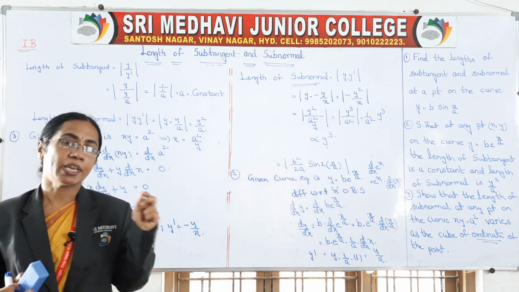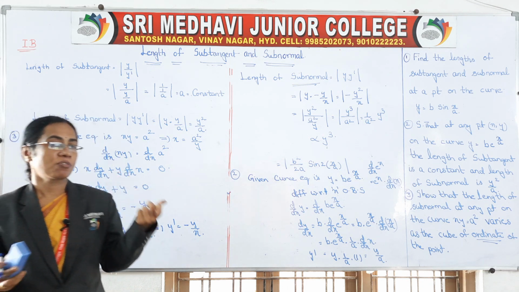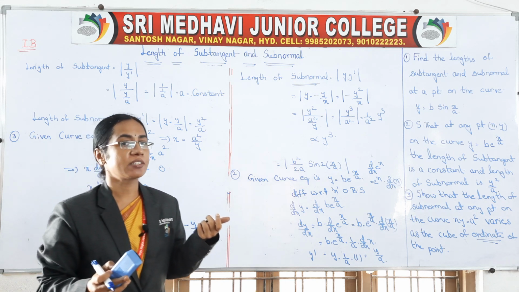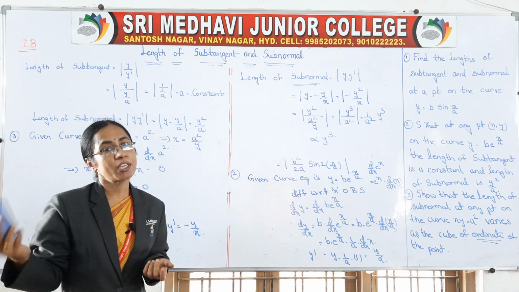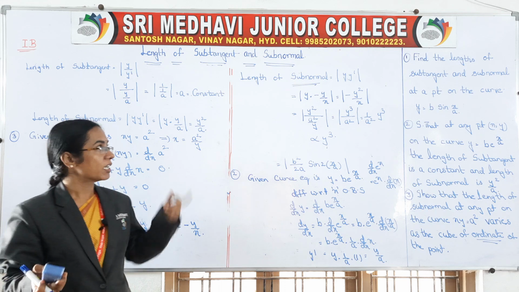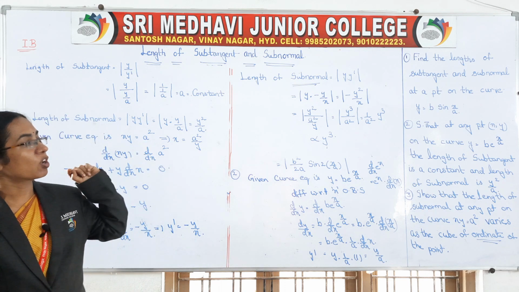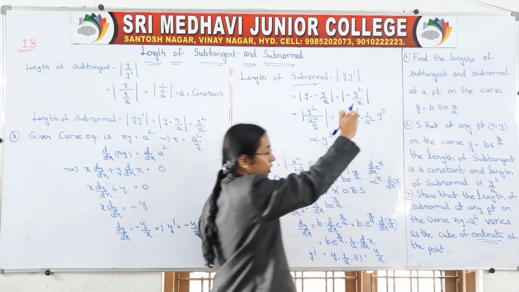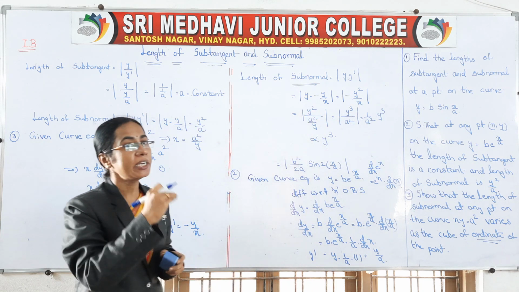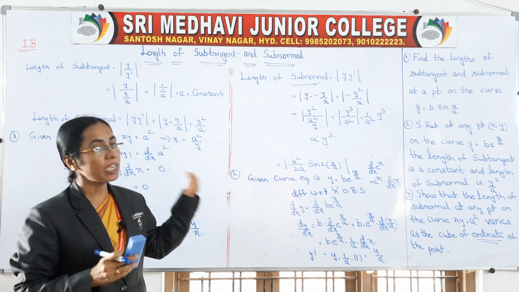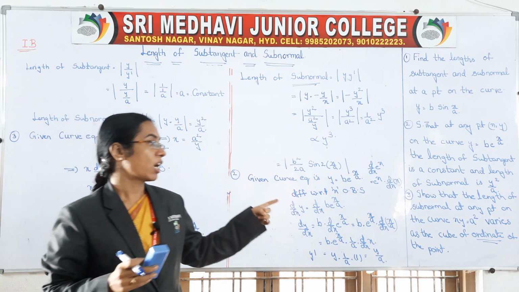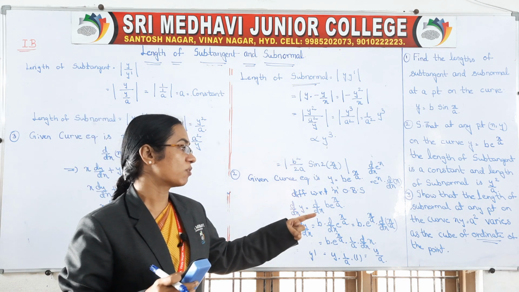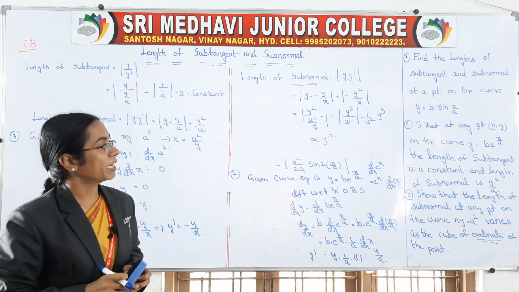In a point P(x, y), the first one, the x coordinate, is called abscissa and the y coordinate is called ordinate. So we got length of the subnormal is equal to some constant into ordinate whole cube. Ordinate whole cube, cube of the ordinate. So we had to prove that it varies as the cube of the ordinate of the point.